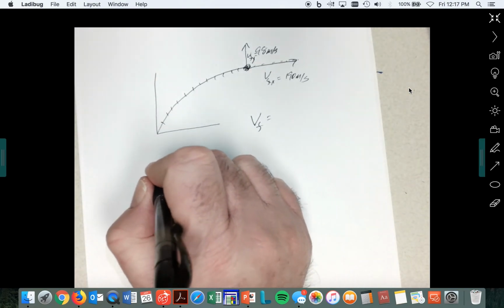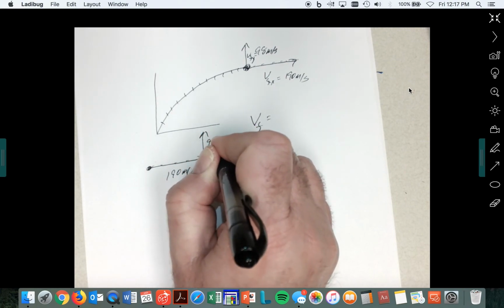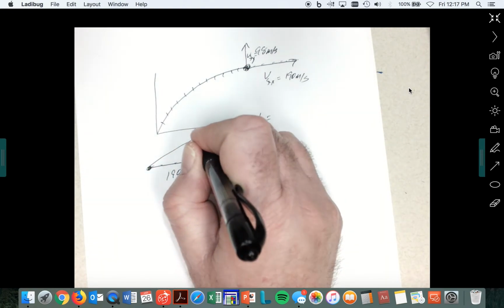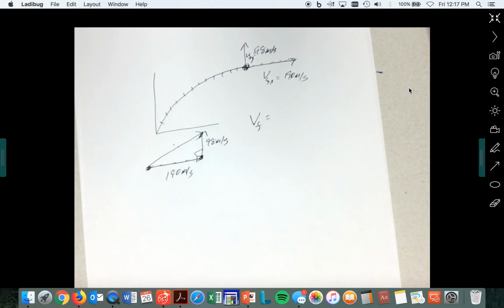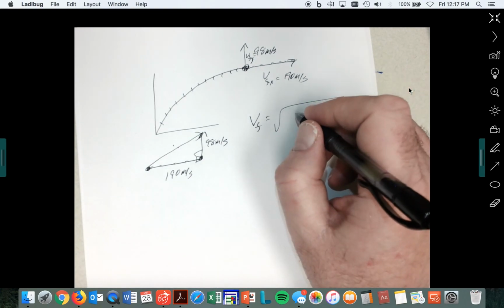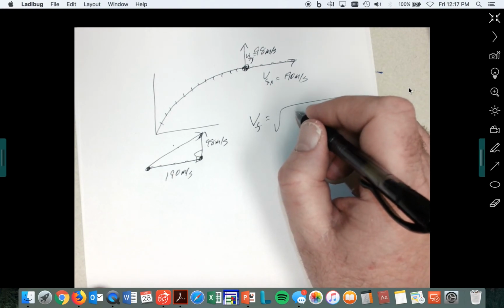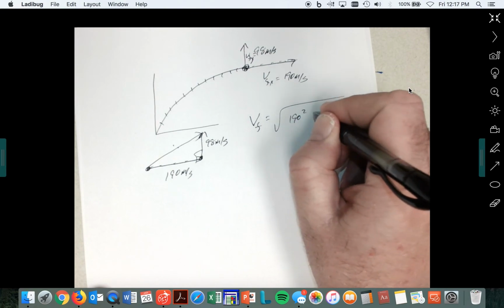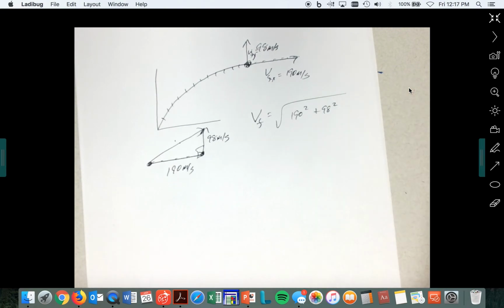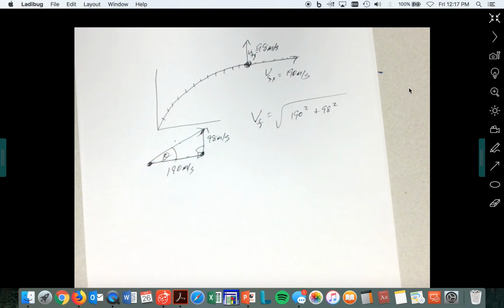I can just move this vector over here. Aha! Combine it like this. We did this in class. You know how to find V final now. It's going at 190 squared plus 98 squared. You are even sharp enough that you can figure out the angle it's flying. So we can take 98 squared plus 190 squared.